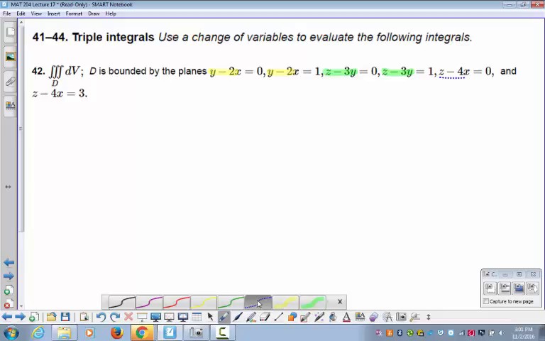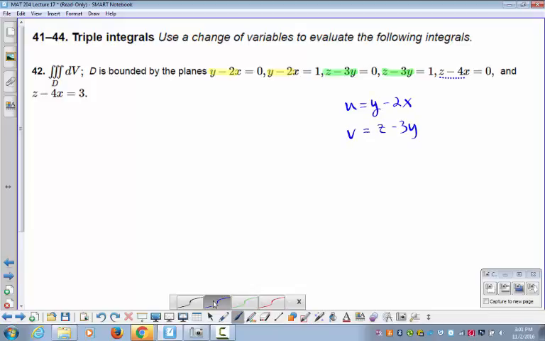So the choice that seems to be obvious is that we're going to let u equal y minus 2x. We're going to let v equal z minus 3y. And we're going to let w equal z minus 4x. So now we have to rewrite. We have to solve for x, y, and z.